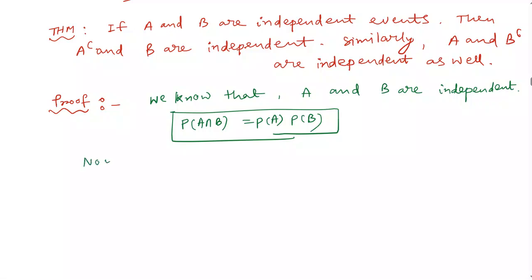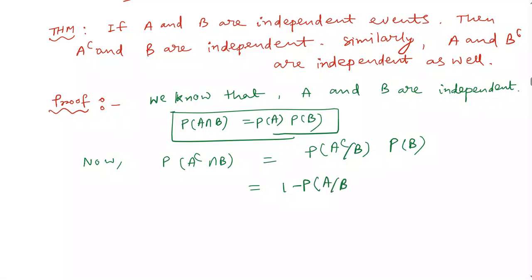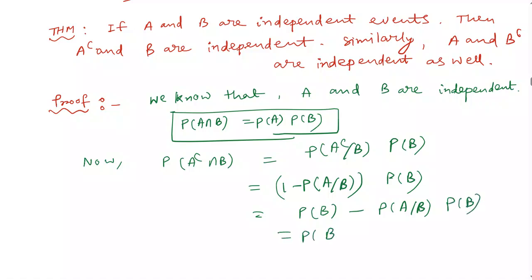Now probability of A complement intersection B, we can write in this way, as probability of A complement given B into probability of B, right? So that implies 1 minus probability of A given B into probability of B. That is equal to probability of B minus probability of A given B times probability of B. That is equal to probability of B minus probability of A intersection B.